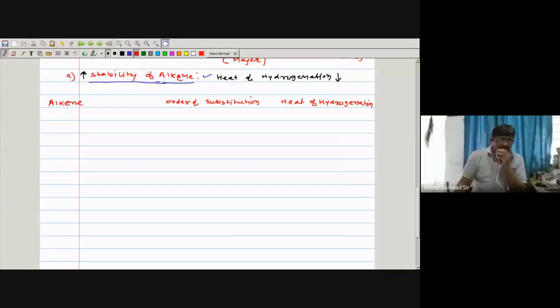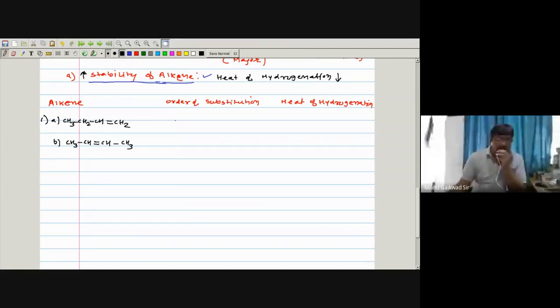Number one, suppose in this case, a simple example again, that is 1 butene, CH3 CH2 CH double bond CH2. It is your 1 butene. Also we can take the next example, that's 2 butene. Here is the CH3, then CH double bond CH and CH3. So this is the next example, 1 butene, then 2 butene.